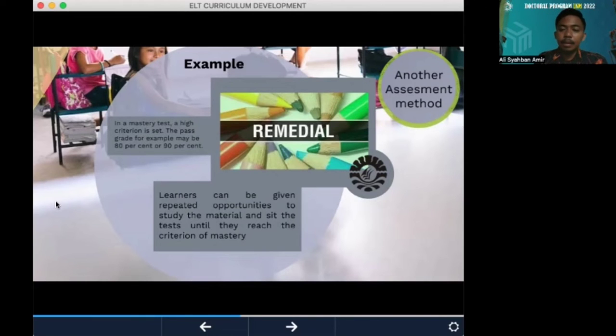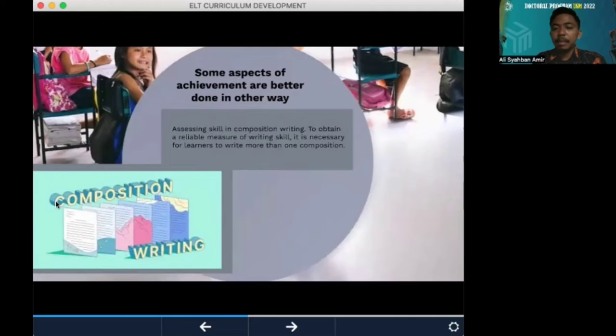And then another assessment method. Actually some aspects of assessment are better done in other ways. For example, in writing skill, assessing skill in composition writing: to obtain a reliable measure of writing skill, it is necessary for learners to write more than one composition. It means if the learners can make writing with more than one composition, the student has achieved the goal.